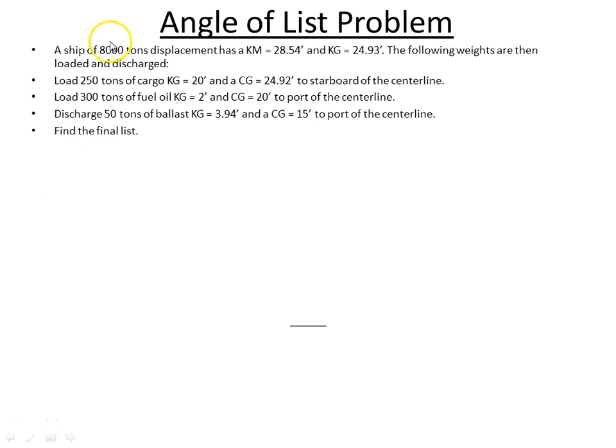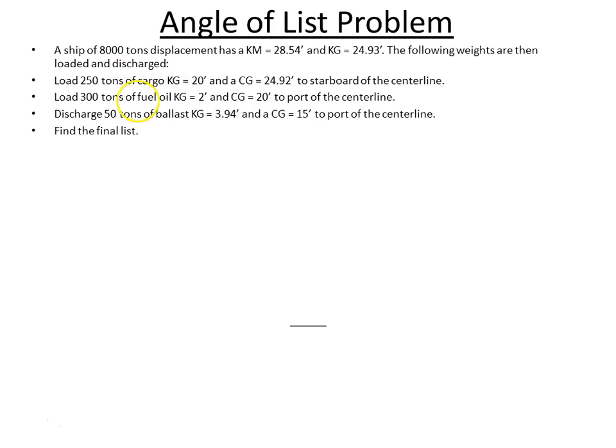We're going to run through the solution now. Let's say you're given a ship, and your ship is 8,000 tons displacement. You're given the KM here, 28.54, the KG, 24.93, and the following weights are then going to be loaded or discharged depending on what the weight is. Now this problem is a little more complicated than ones that we've done in the past.